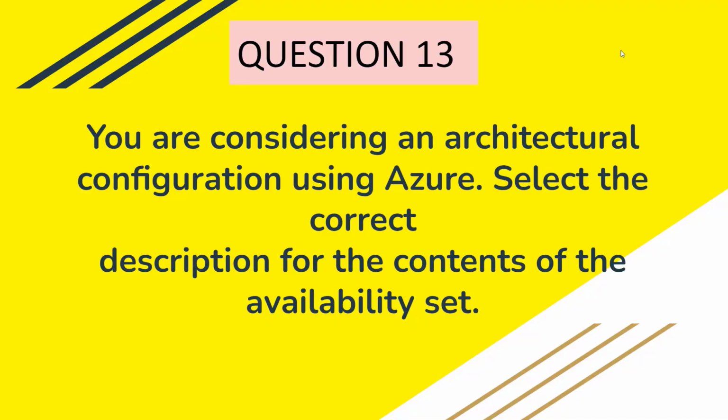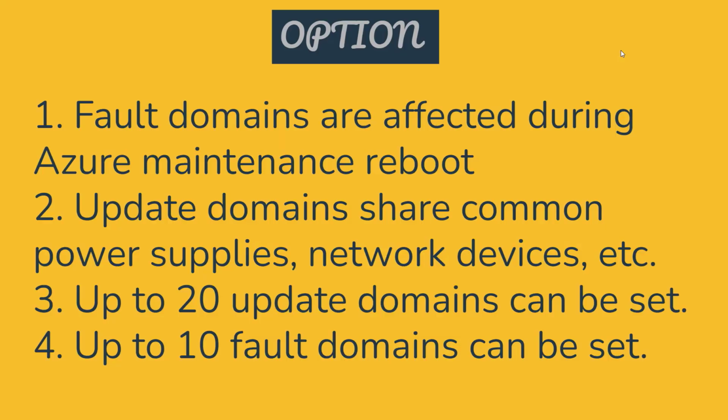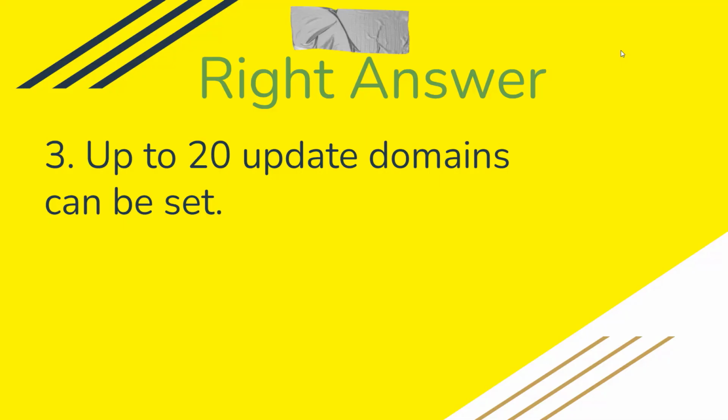Question 13. You are considering an architectural configuration using Azure. Select the correct description for the contents of the availability set. Option 1. Fault domains are affected during Azure Maintenance Reboot. 2. Update domains share common power supplies, network devices, etc. 3. Up to 20 update domains can be set. 4. Up to 10 fault domains can be set. Right answer: 3. Up to 20 update domains can be set.